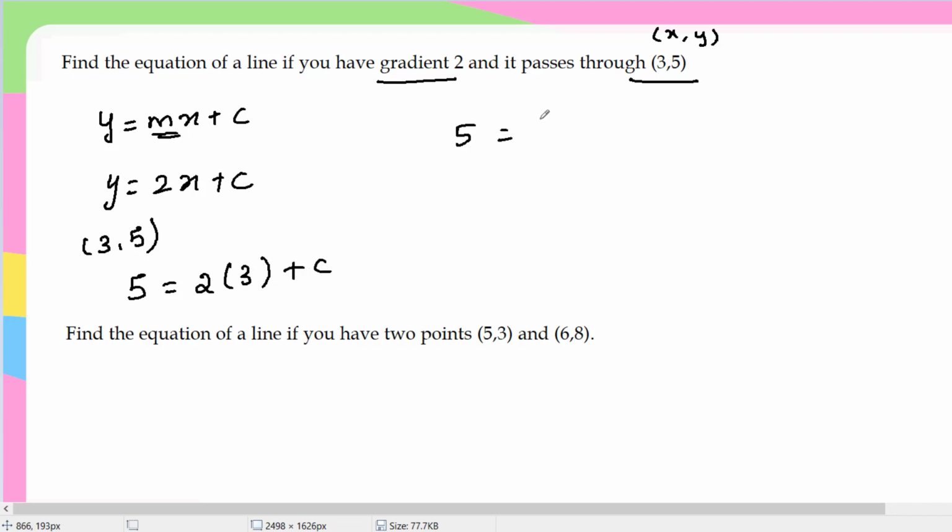So 5 equal to 6 plus c, c equal to 5 minus 6, c equal to minus 1. I'm just bringing this 6 this side, so minus 6. So it is minus 1. So what is the general equation of the line? Means y equal to 2x minus 1.